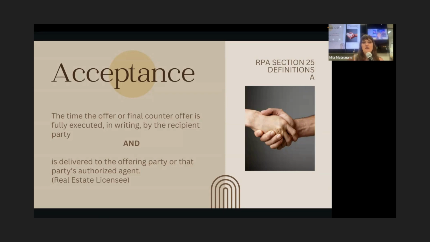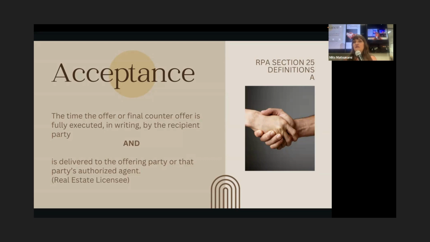And that states the time the offer or final counter offer is fully executed in writing by the recipient party and is delivered to the offering party or that party's authorized agent. Okay, the authorized agent is going to be the real estate licensee. So whether that is the buyer agent or the listing agent, depending on if you're in counter offer situations, it is when it is signed by the party and delivered back to the other side. Okay, a lot of people forget that part.